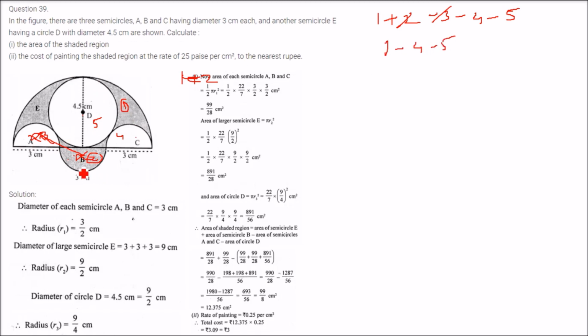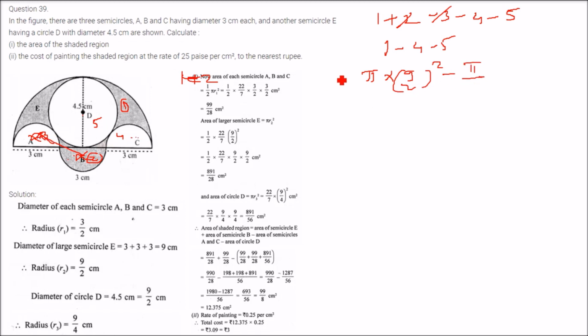So what is the area of the bigger one? What is this? This is 9. From here to here it is 9. So it will be pi into area of the shaded portion. Okay, so pi into r. What is the r? 9 by 2 whole square minus 4. Let us take this one or this one, any of these.